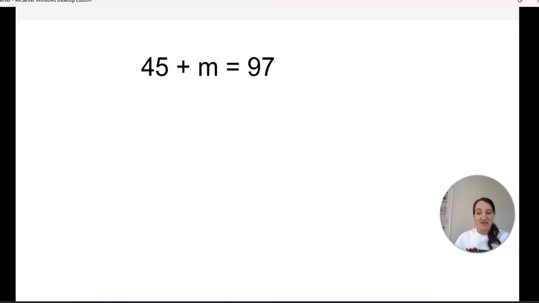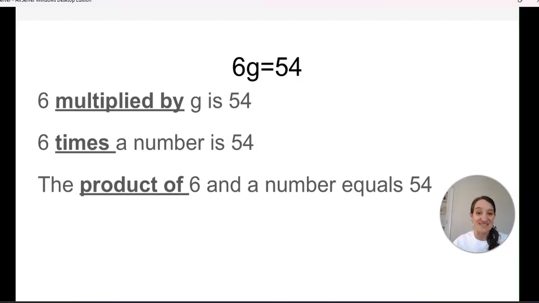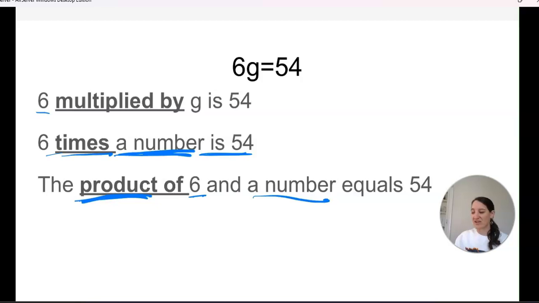What could you do for this one? This is another sum one. We're not going to do that one. What could you do for this? You could use the word product, because that means times: the product of 6 and a number equals 54. You could just say it out. 6 times g, or 6 times a number, is 54. Again, you could say is 54 or equals 54.